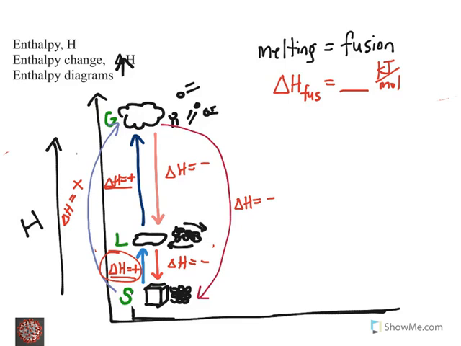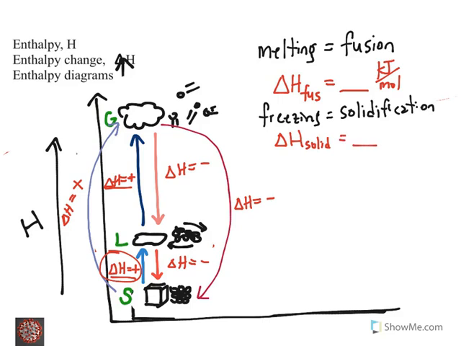Freezing also has a more technical name. You know it as freezing, but moving forward, we refer to it as solidification. So if you had 1 mole of a liquid and you were to freeze it and calculate that delta H, it would be represented by delta H SOLID. It's the amount of energy required to freeze 1 mole of a substance.